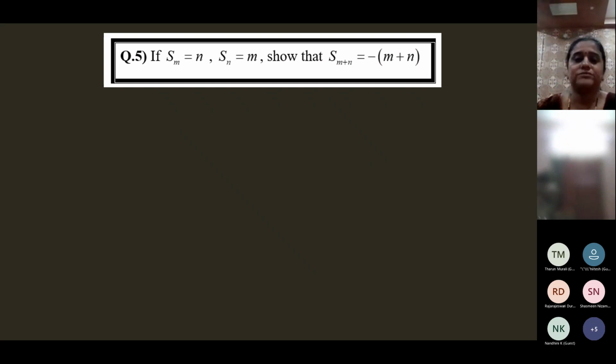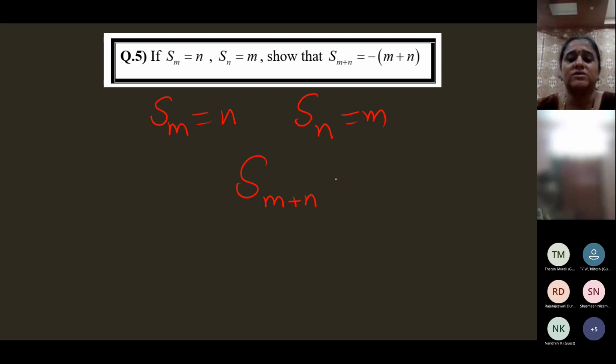Now the fifth one. If the sum to m terms is n and the sum to n terms is m, then show that the sum of the first m plus n terms is equal to minus of m plus n. If the sum of the first m terms is n and the sum of the first n terms is m, then show that the sum of the first m plus n terms is minus of m plus n.